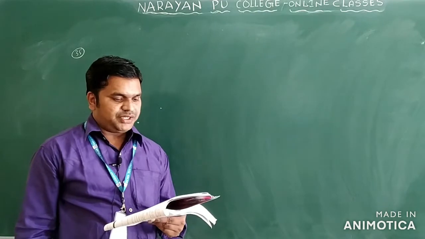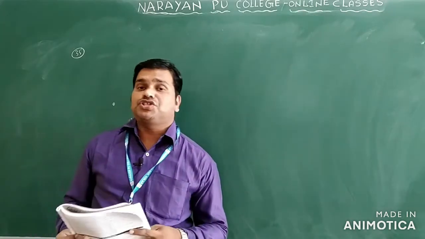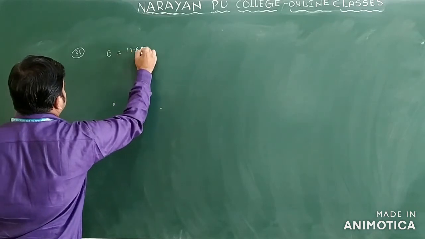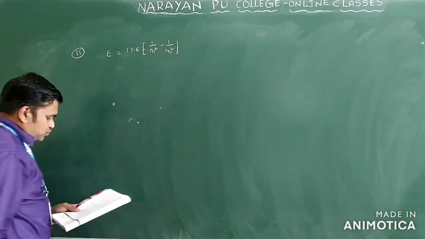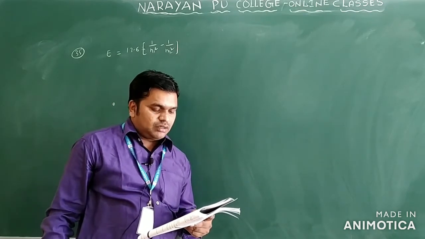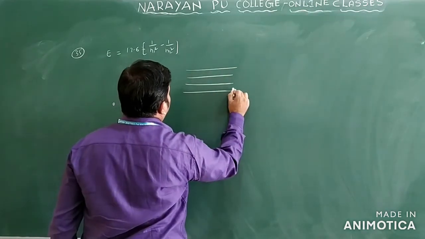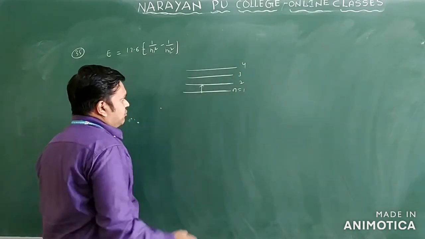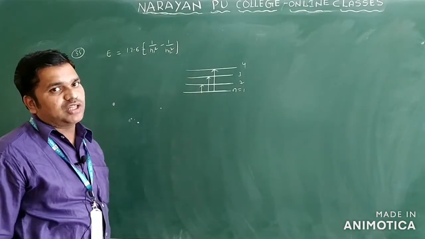See the next question, question number 35. The minimum energy required to excite a hydrogen atom from its ground state. Here also they are asking for energy. Here we can use the formula E is equal to 13.6 into 1 by n1 square minus 1 by n2 square. The minimum energy required to excite a hydrogen atom from its ground state. We take the energy levels n is equal to 1, 2, 3 and 4. First to second, first to third, and first to fourth. They are asking about the minimum energy.